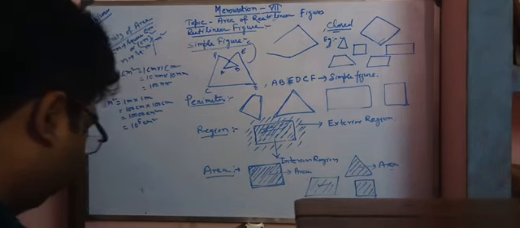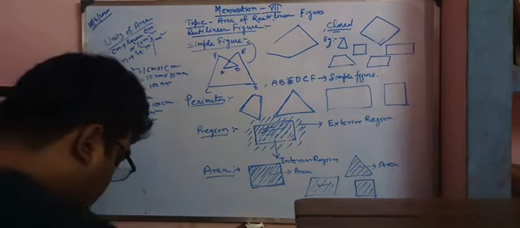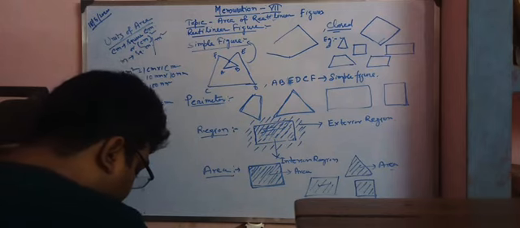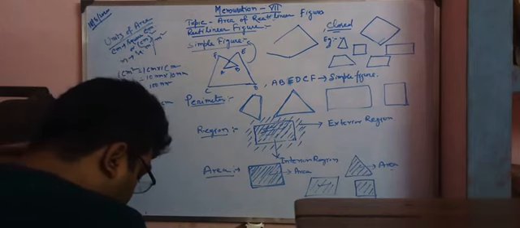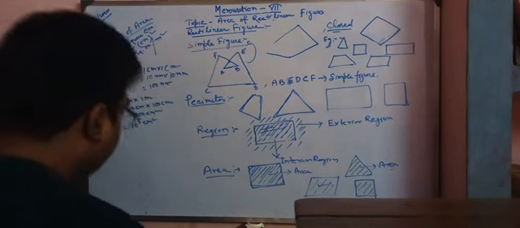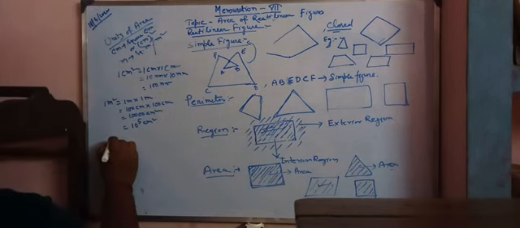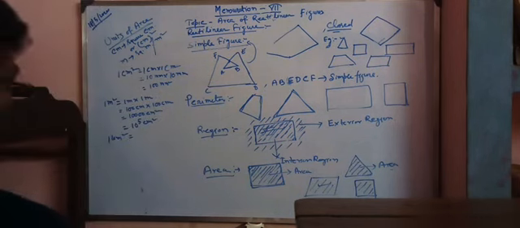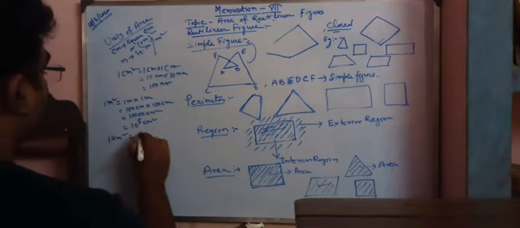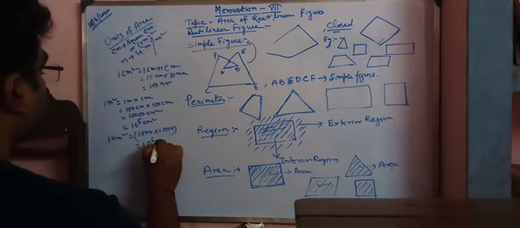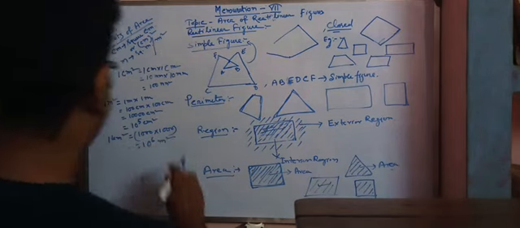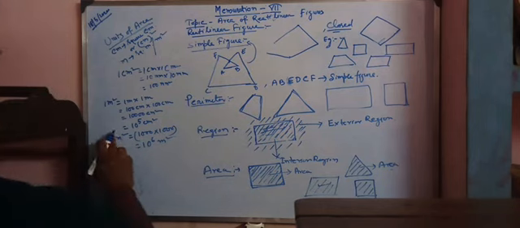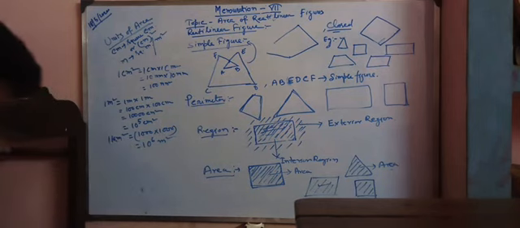Now we are writing 1 hectare. We have to know. Similarly, 1 kilometer square, 1 km square is equal to, if we multiply 1000 into 1000, we are getting 10 to the power 6 meter square. This is 1 km square, 10 to the power 6 meter square.